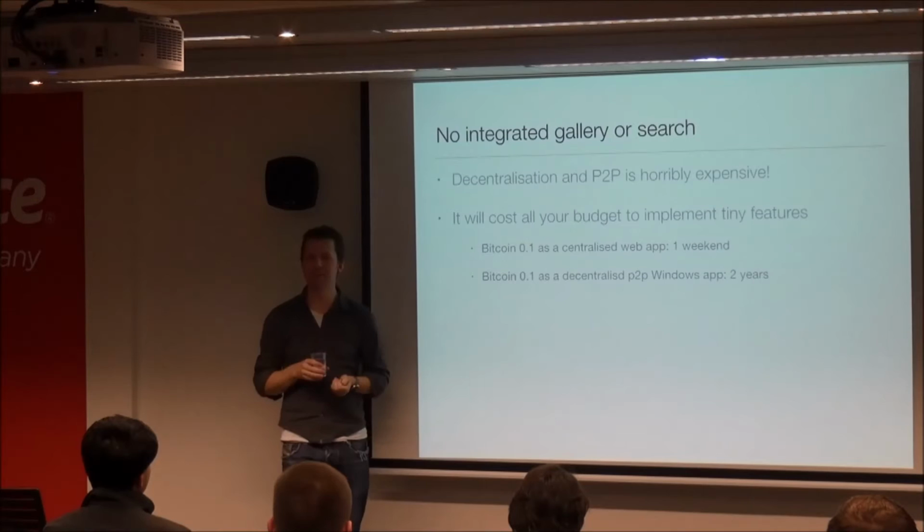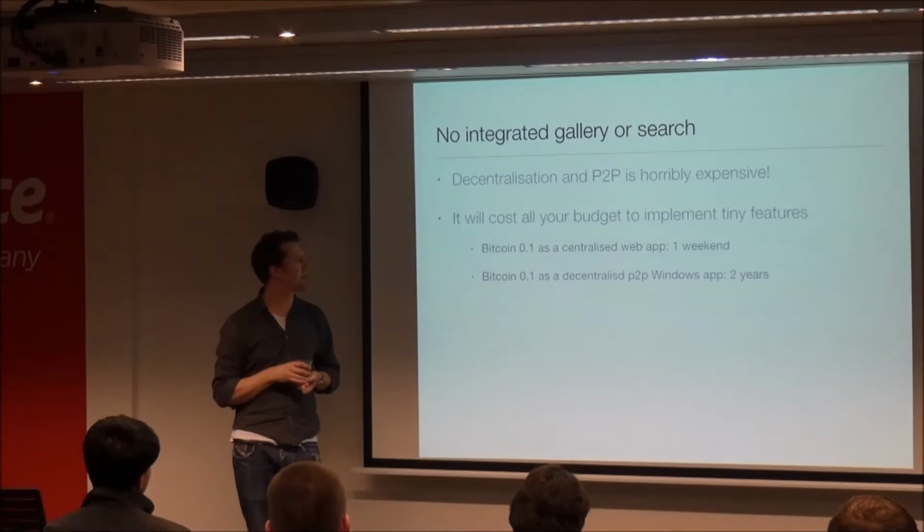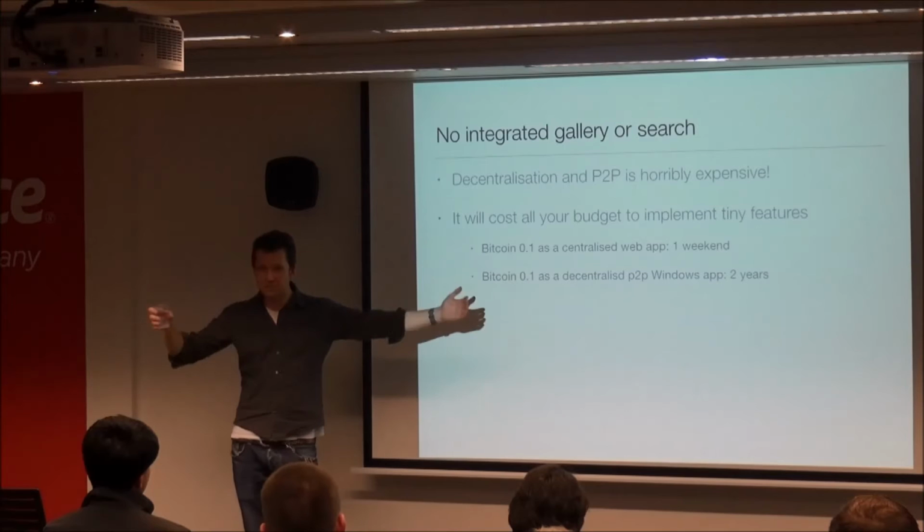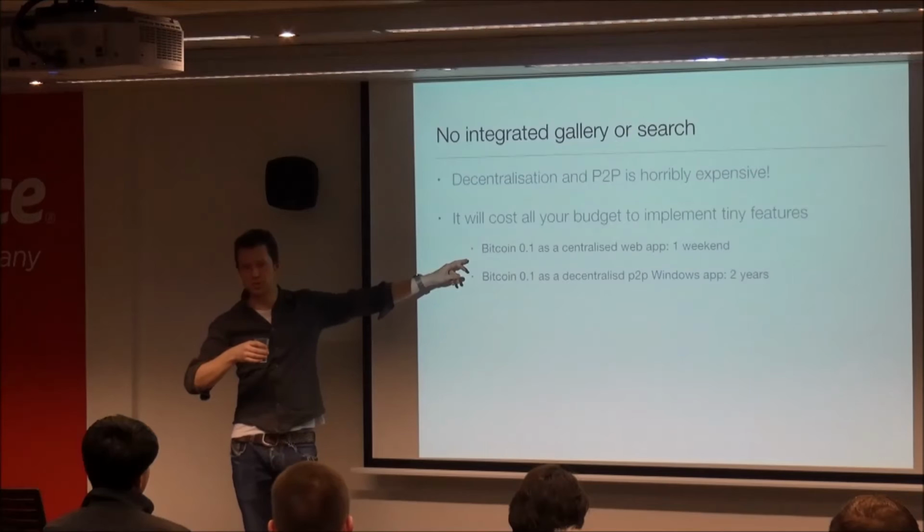Bitcoin 0.1 is a decentralized peer-to-peer Windows app, took Satoshi 2 years of design and implementation, and was an incredibly complex code base, and he had to implement new cryptographic algorithms to do it. That's the blow-up in complexity that we're talking about. Right? The first Bitcoin 0.1 didn't even have passwords. That's how light it was.